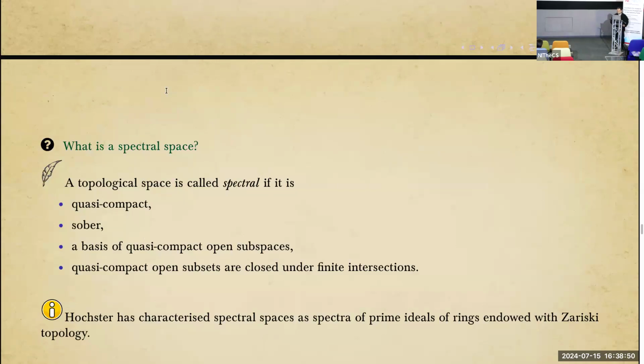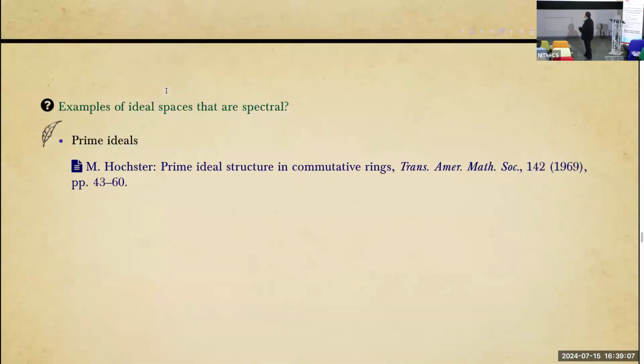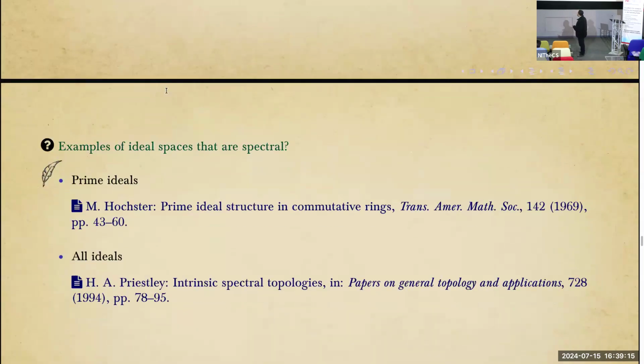Once we have the definition of a spectral space, the next question is, what are the examples of spectral spaces? That means which classes of ideals, when you endow them with this Zariski type of topology, become spectral. And interestingly, we do not have many examples. The first example is thanks to Hochster himself, because of prime ideals, that's how he experimented on it. The second example: if you take all ideals and put the ideal topology, it will also give you a spectral space. It comes from Presley's work.